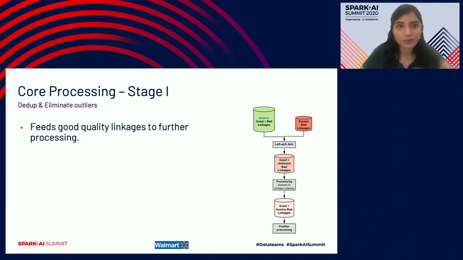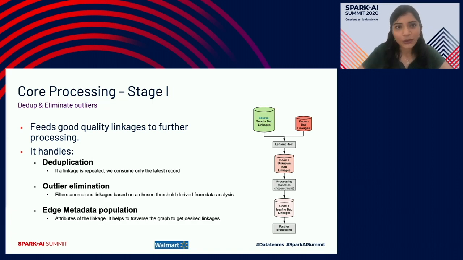We're going to talk more about it in the future slides. So apart from this, we also eliminate the duplicate linkages in this stage, and we add the edge metadata. This helps us to traverse the graph in the later stages.